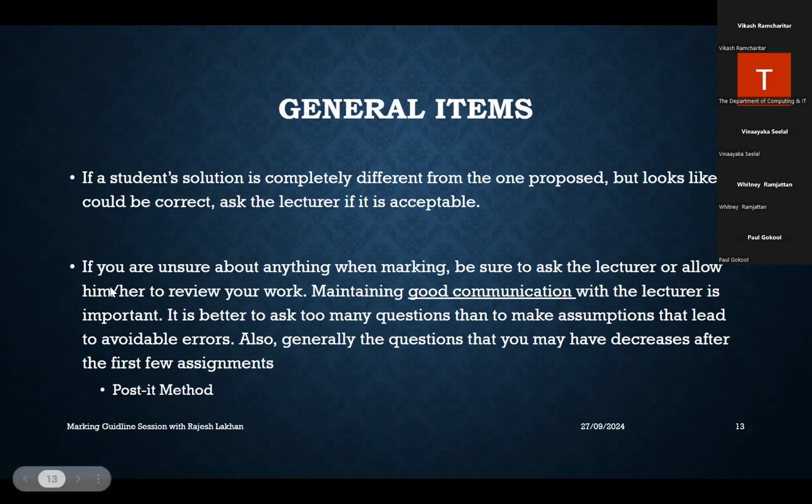If you're unsure about anything on marking, be sure to ask the lecturer, and allow her to review your work. Maintaining good communication with the lecturer is important. It is better to ask too many questions than to make assumptions that lead to avoidable errors. Also, generally the questions that you may have decrease after a few assignments.